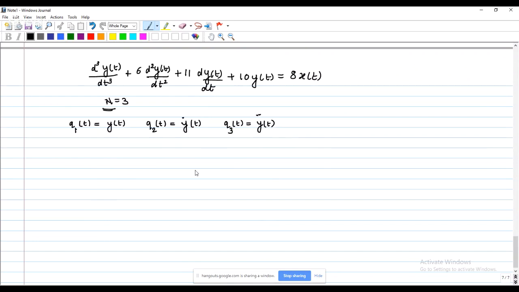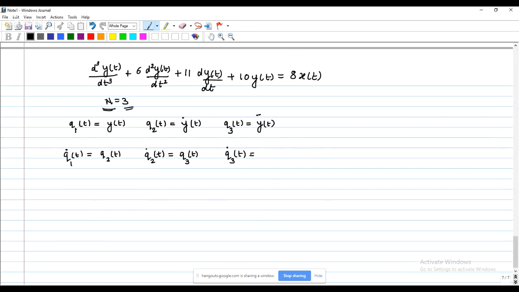Don't go beyond Q3 because we have an n-dimensional, that is three-dimensional, problem. So we want n variables. After getting the n states, we wanted to find the n derivatives. So we will first find q1 dot (t), which is equal to q2(t), then q2 dot (t) will be equal to q3(t), and then finally we want q3 dot (t).